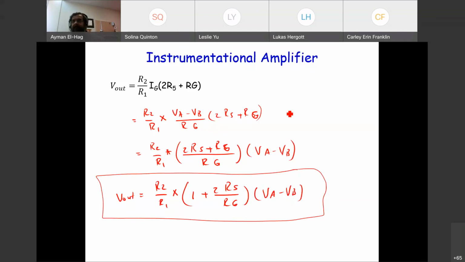Recall that for the differential amplifier it was V out equal to R2 over R1 times VA minus VB. This is the output of the differential amplifier. So it's the same thing, except we now have this extra term. This extra term has RG. RG is an external resistance that I can play with. I can increase it, I can decrease it. So I will have control over the gain. So now my instrumentation amplifier can do everything I want.